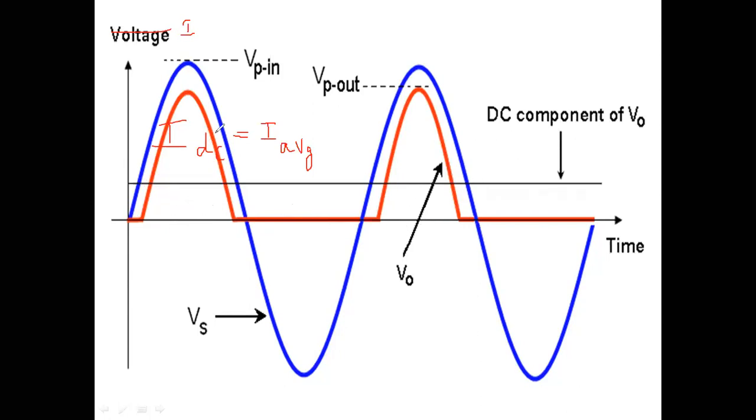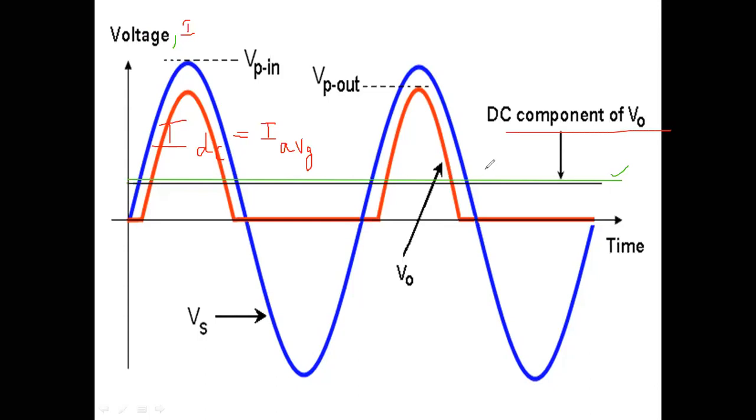That average value is this line, I'll show it with the green color. This component is called the DC component. If it is the voltage, then if I average all these values, I will get the DC component of the output voltage.